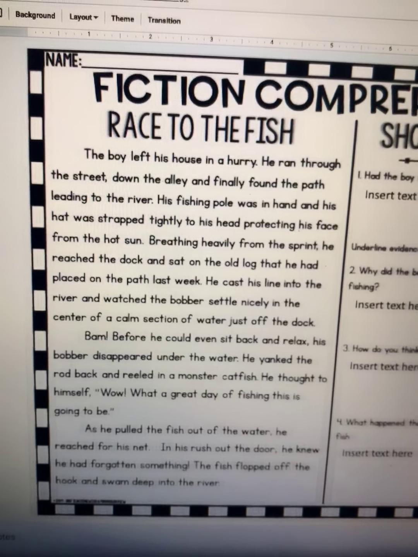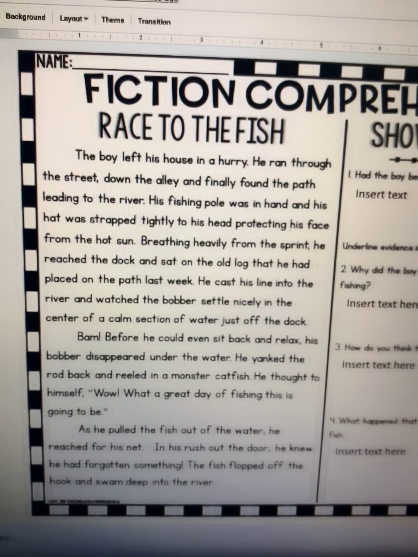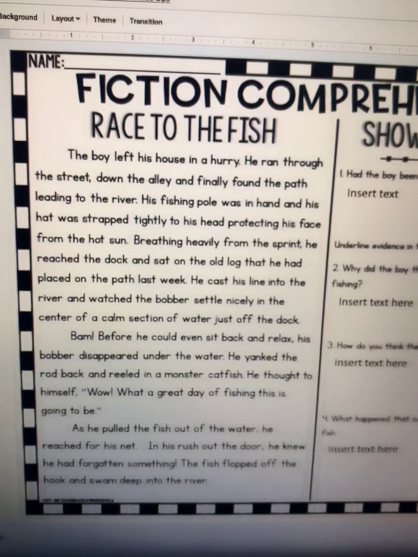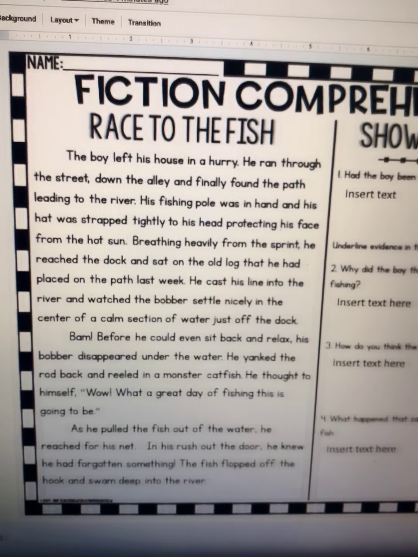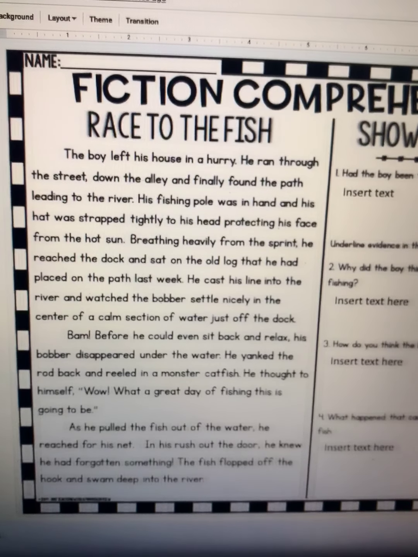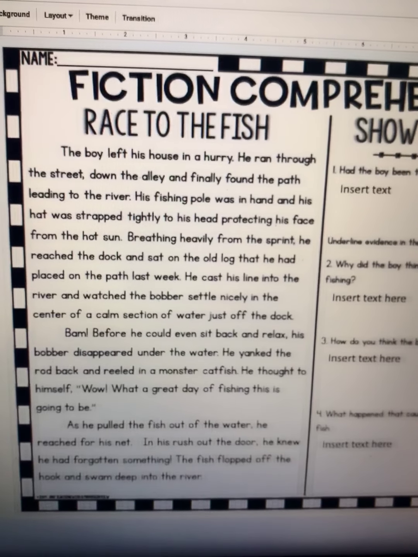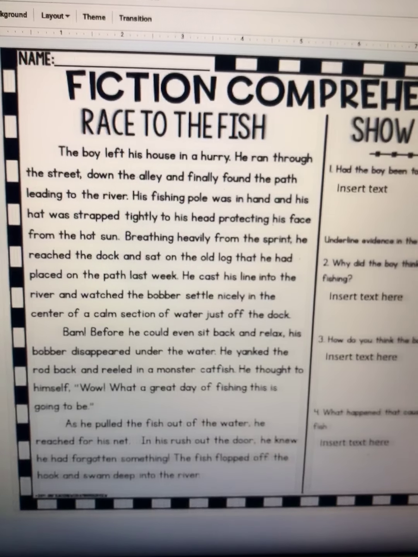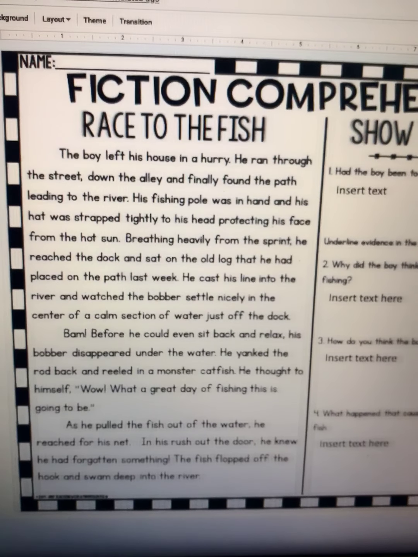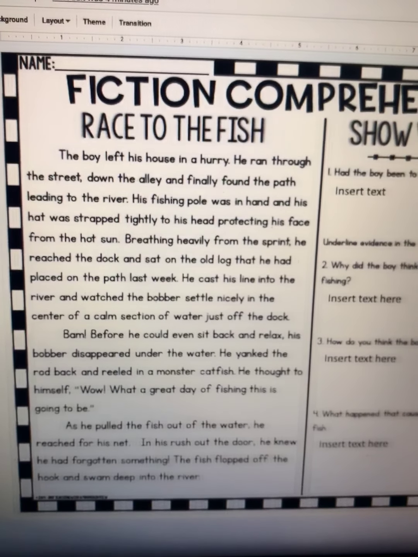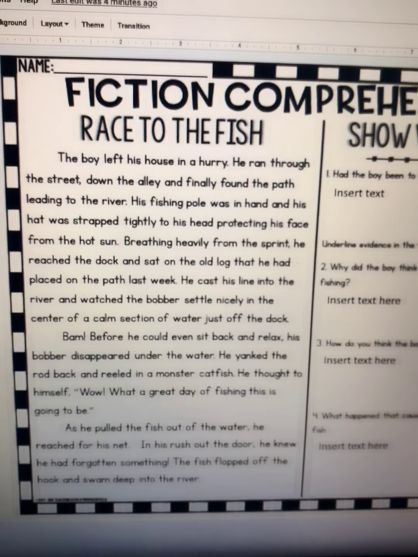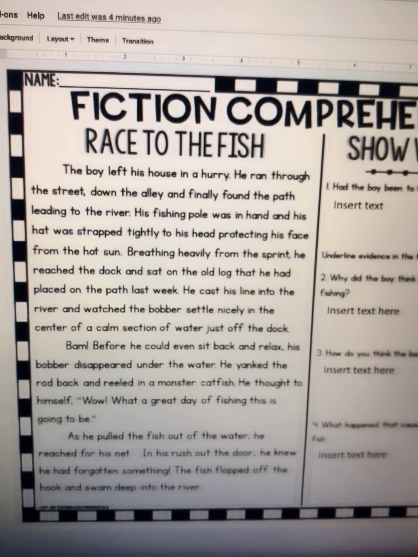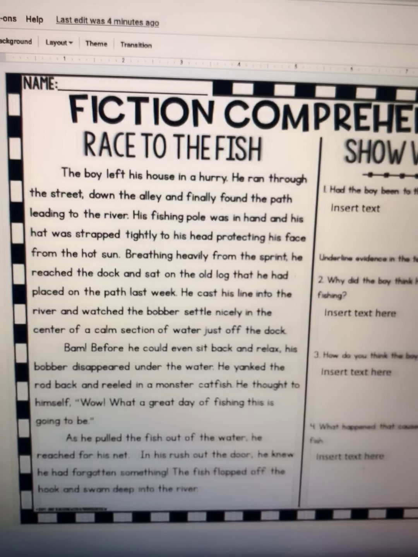Race to the fish. The boy left his house in a hurry. He ran through the street, down the alley, and finally found the path leading to the river. His fishing pole was in hand, and his hat was strapped tightly to his head, protecting his face from the hot sun. Breathing heavily from the sprint, he reached the dock and sat on the old log that he had placed on the path last week. He cast his line into the river and watched the bobber settle nicely into the center of a calm section of water just off the dock.